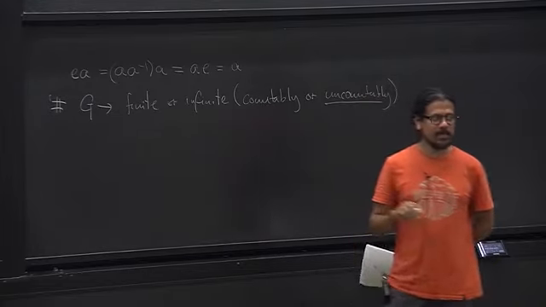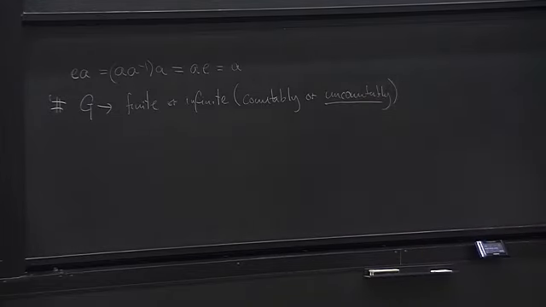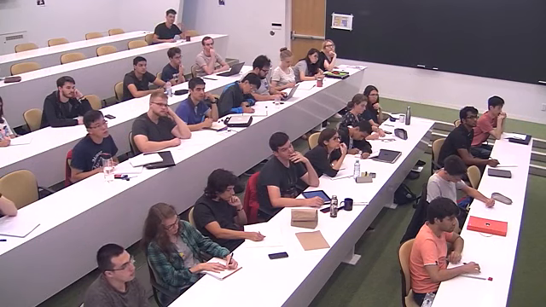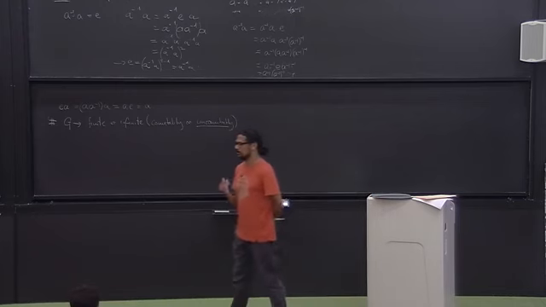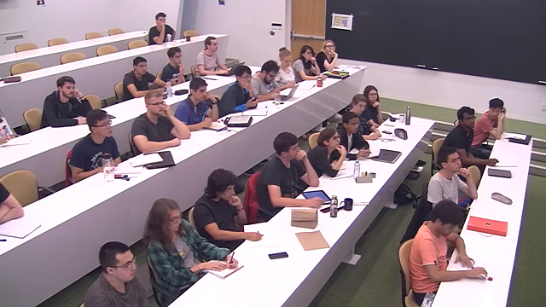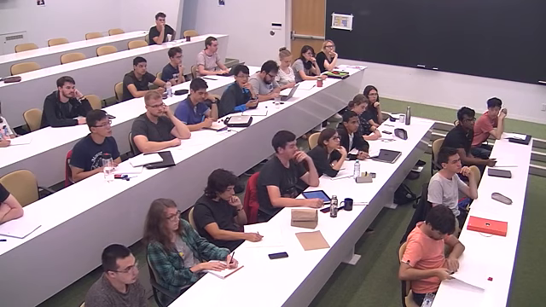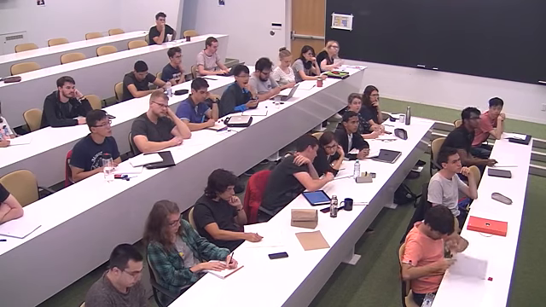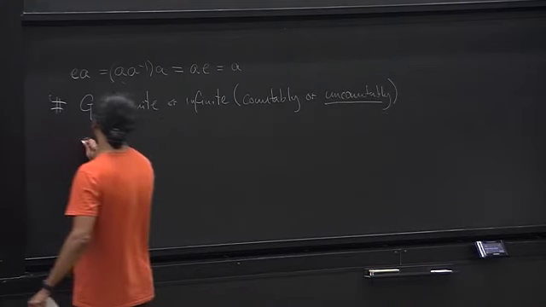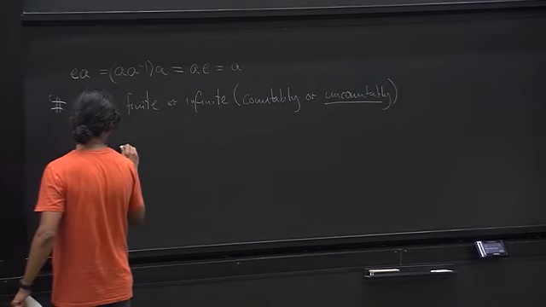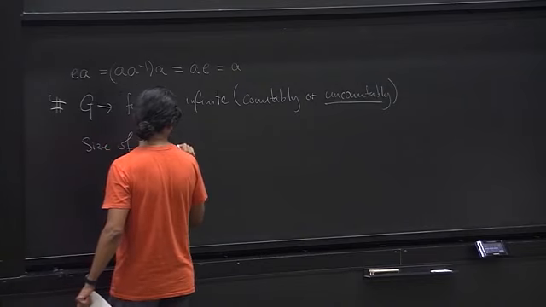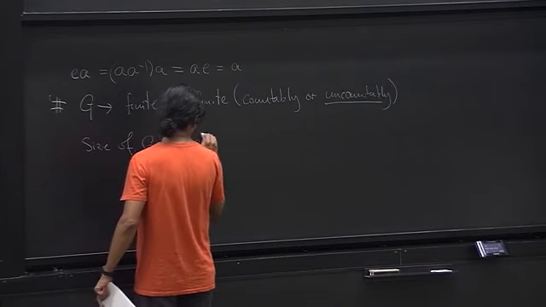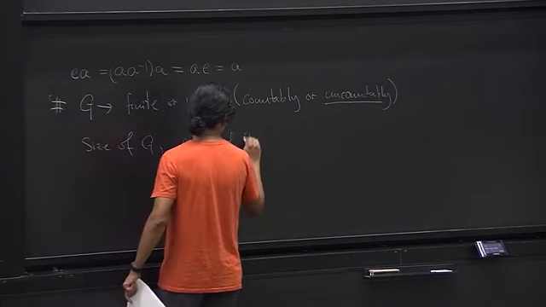Can someone give me an example of a discrete group which is countably infinite? Set of integers. Set of integers under what? Addition. Addition? Okay, yeah, very good. The size of the group, or the number of elements, is known as the order of G.